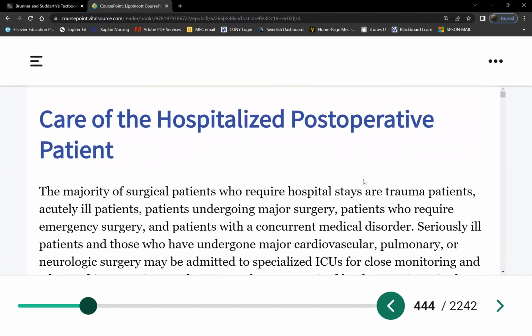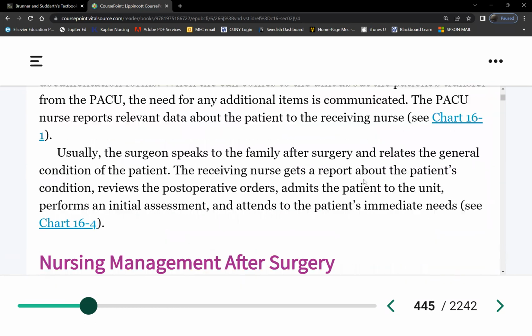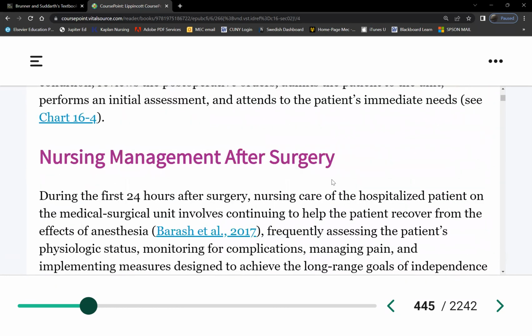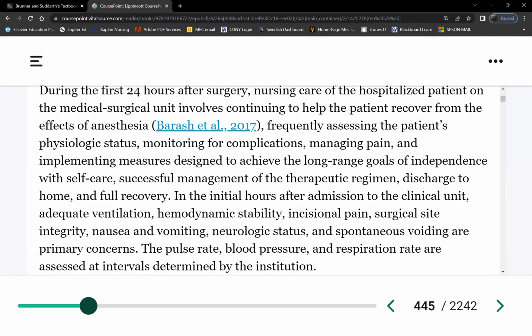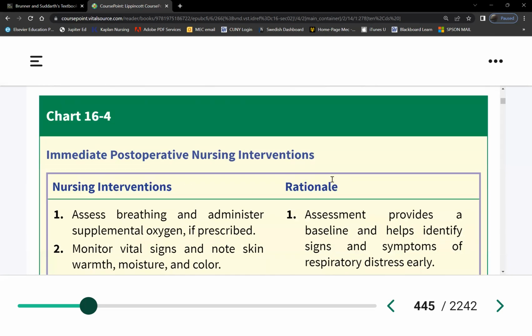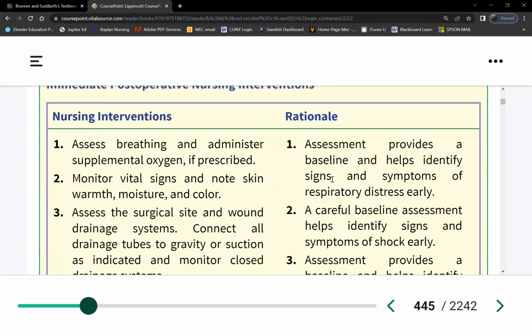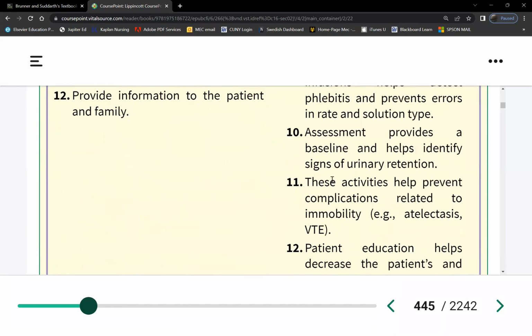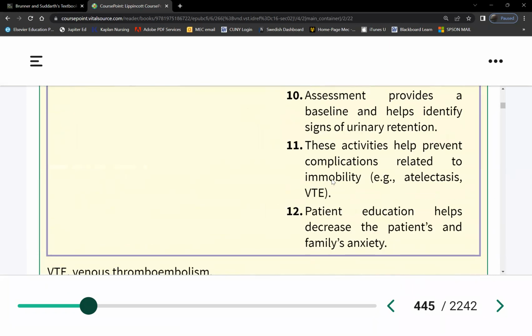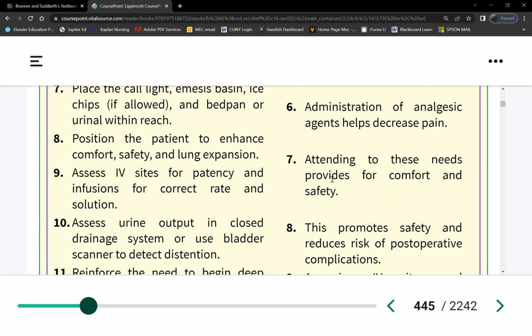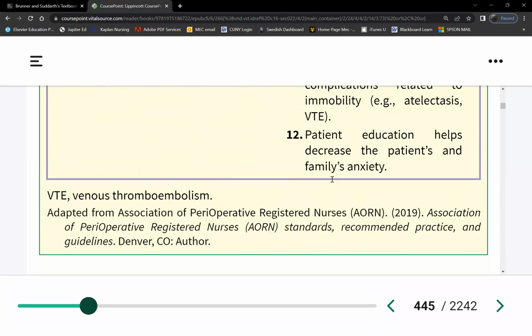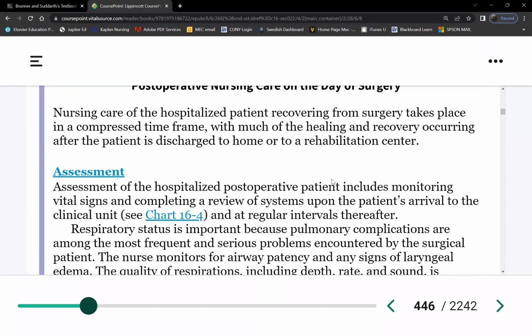Okay, so now we go to inpatients. The handoff report will be the same. Now let's go to the first few hours of nursing care, chart 16-4. So same thing, ABC. Look at airway, breathing, and then vascular complications, which involve the prevention and early detection of blood clots. Whether or not they have a Foley will be added to the plan.